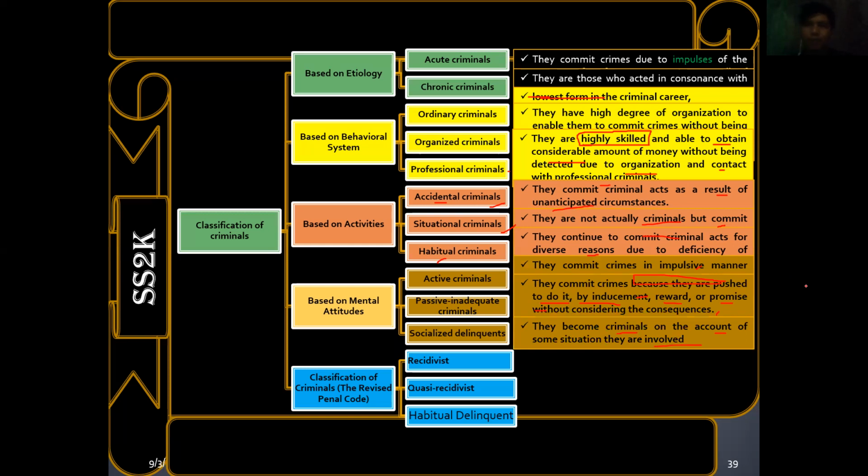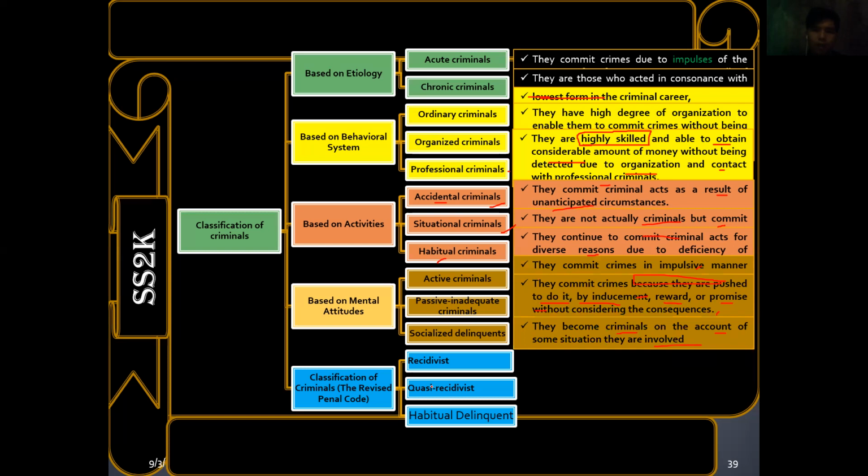Okay? Like for example, yung pong ating mga corrupt public officials, mga senators, congressmen, they are social delinquent criminals. Okay? They are highly socialized actually. Okay, so those are the types of criminals based on mental attitudes.